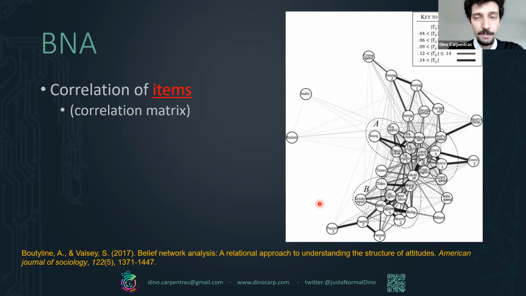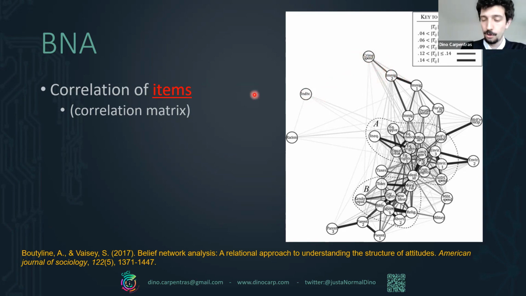So the main idea in belief network analysis is that you want to check the correlation of different items. You take a survey, you take all the items, and you see how well they correlate to each other. This, for example, was some work done by Buttiline and Vasey, who introduced the term belief network analysis. You can see that every node here is an item. So it's an entire question.